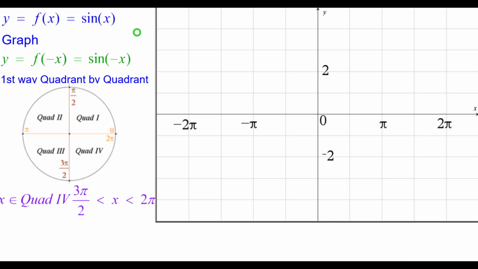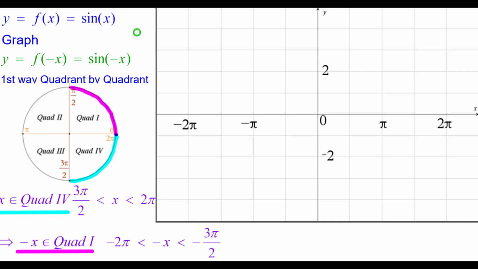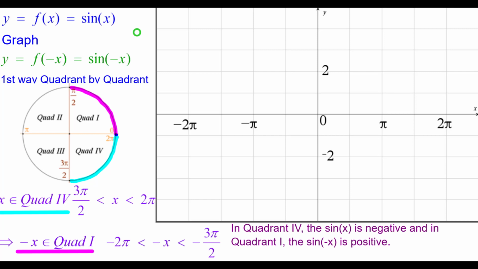If x is in quadrant 4, that is, x is between 3 pi over 2 and 2 pi, then the opposite of x is in quadrant 1, where x is between negative 2 pi and negative 3 pi over 2. Just as we said before, in quadrant 4, the sine of x is negative. In quadrant 1, the sine of its opposite is positive. So they are opposites. And so in quadrant 4, the sine of the opposite of x equals the opposite of the sine of x.